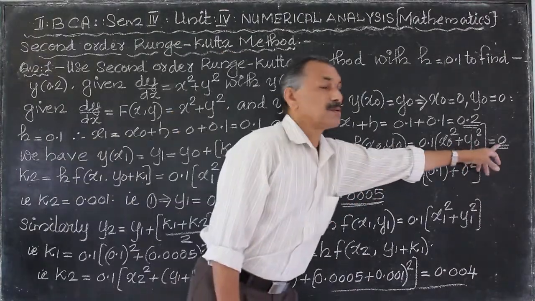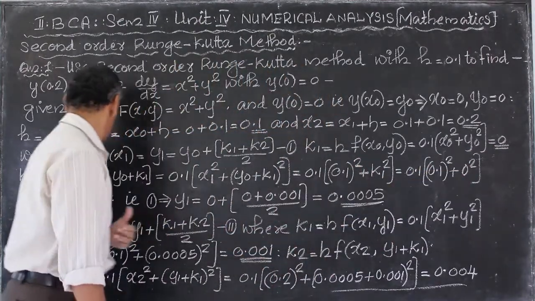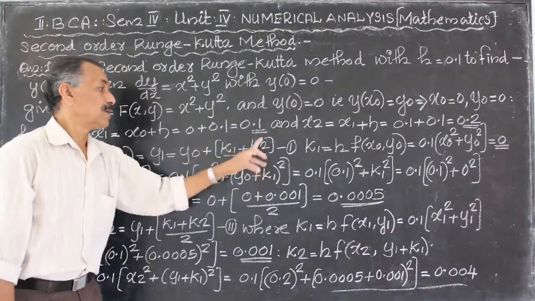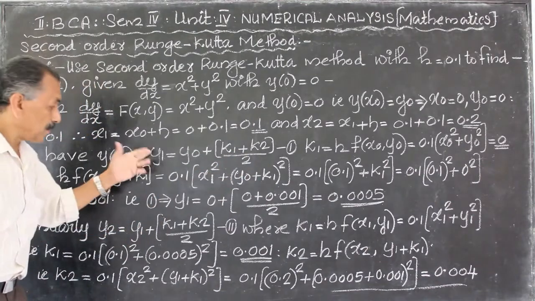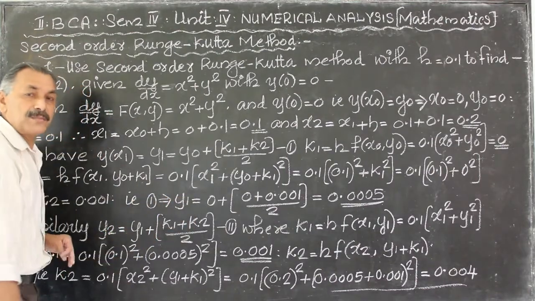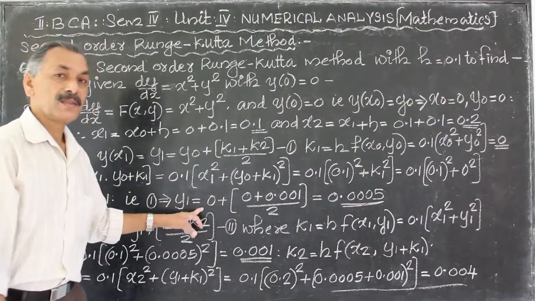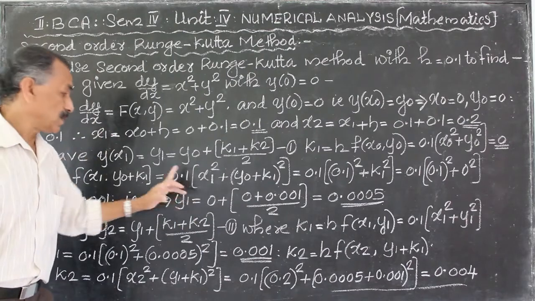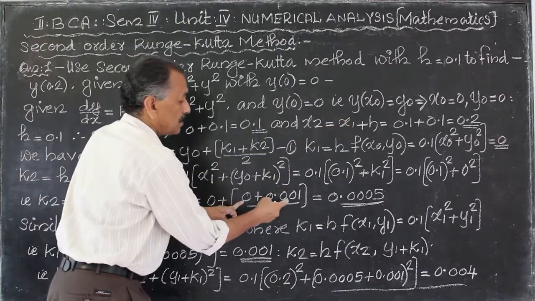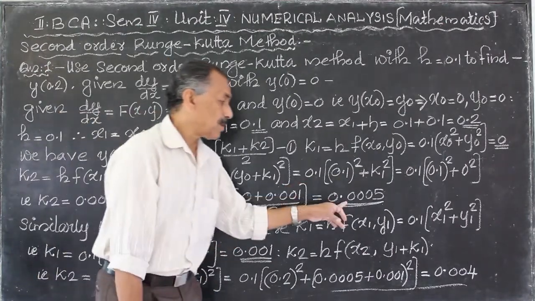Therefore k1 is equal to 0, that is 0.1 into (0.1 square plus 0 square), which is equal to 0.001. And k2 is equal to 0.001, and the result is not... k1 is 0.001 and k2 is 0.001. Therefore y1, that is the solution at the point x is equal to x1, that is y of 0.1, y1 is equal to y0 plus (k1 plus k2) by 2. The value is 0.001 by 2, which is equal to 0.005.